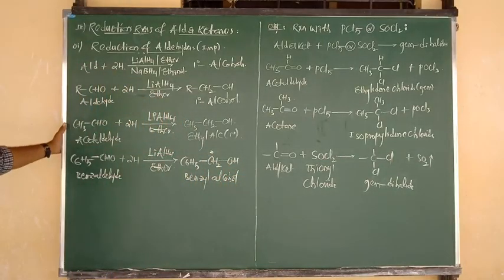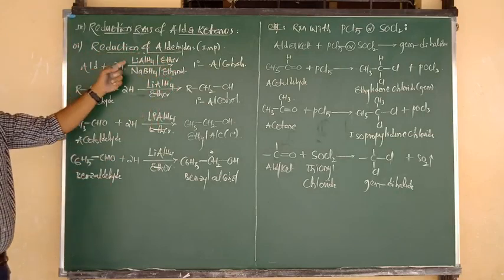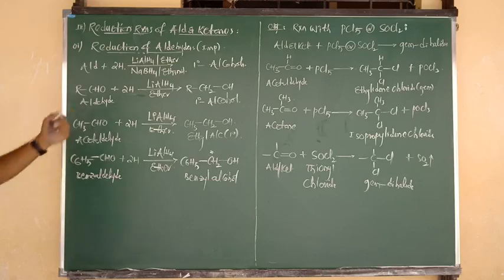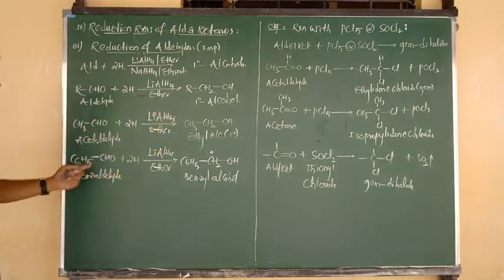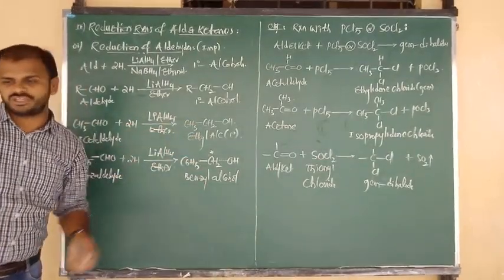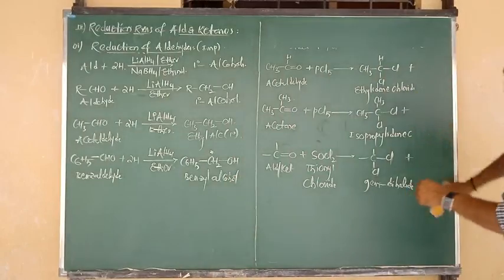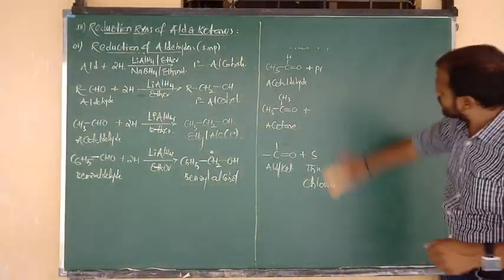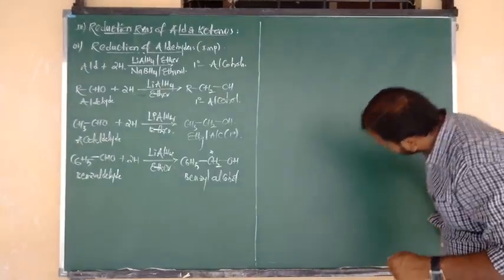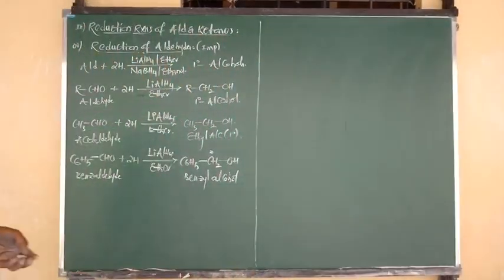All these reactions you know very well. Once again, very important from the theory point of view. Aldehydes upon reduction give primary alcohols and ketones upon reduction give secondary alcohols. Acetaldehyde gives ethyl alcohol, benzaldehyde gives benzyl alcohol. Both are primary in nature. Right?